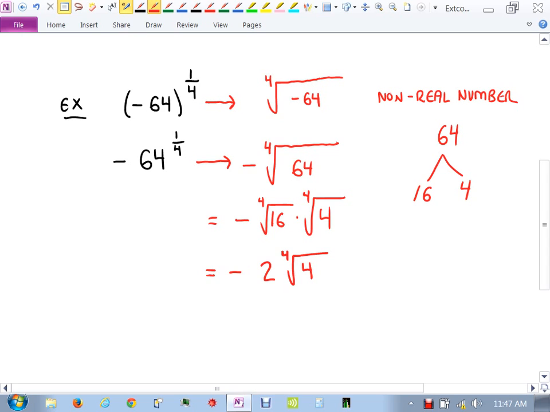If you have a parenthesis, then that means that power, the 1/4, acts on everything in the parenthesis, which means everything in the parenthesis goes underneath the radical.